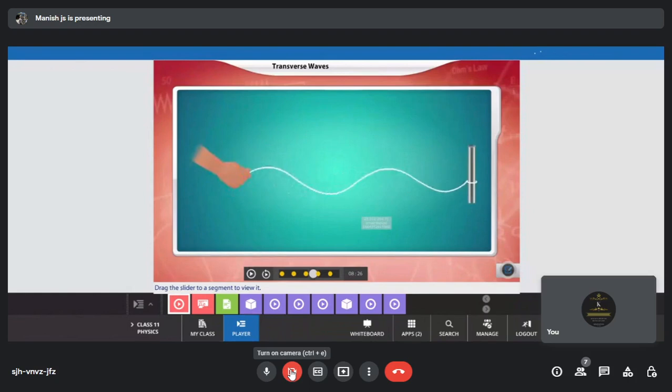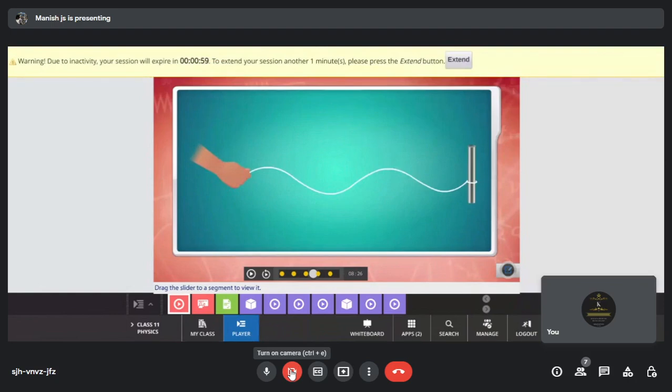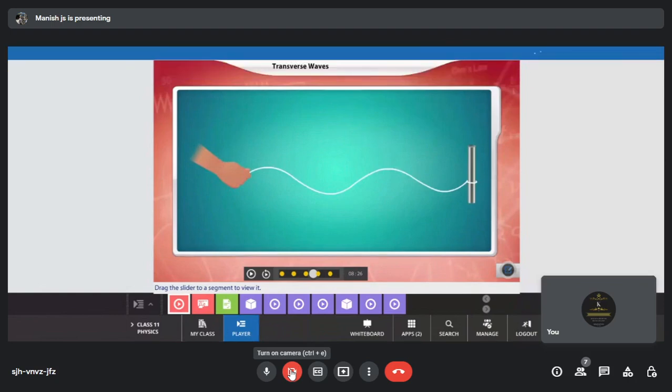A transverse wave. Now two important points were mentioned: crest and trough. What do you understand by crest? Crest is nothing but the highest point that a particular waveform can achieve, the maximum height of the wave from the horizontal plane is called the crest. Trough is the maximum depth, the bottommost part of the waveform, you call that the trough.